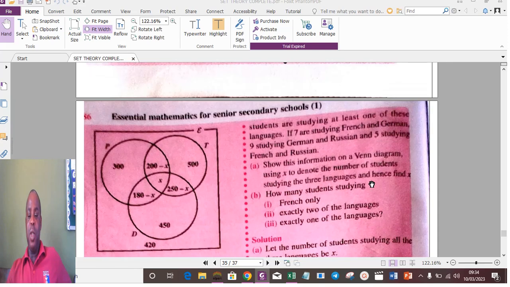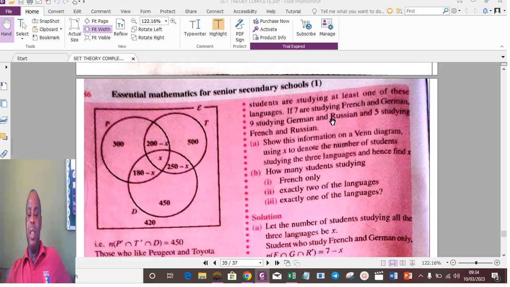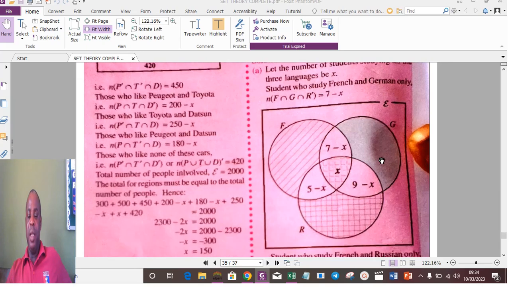Now let's go to the next one. We are also given 9 studying German and Russian. This German, this Russian. 9 of them are studying German and Russian. But we have S studying all the 3 languages, so you remove S from it. That is 9 minus S.